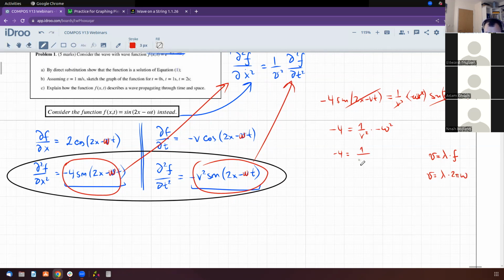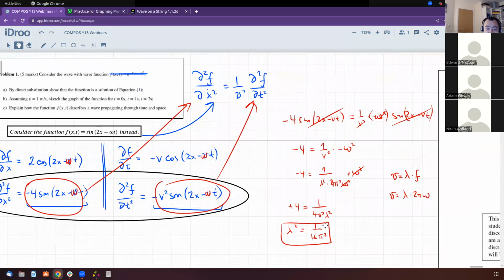So plug that in. So lambda squared multiplied by 4 pi squared omega squared minus omega squared. Minus omega cancels out, and we get minus cancels. So 4 is equal to 1 divided by 4 pi squared lambda squared. So you can work out that lambda squared is equal to 1 over 16 pi squared. This equation is satisfied if lambda is this.